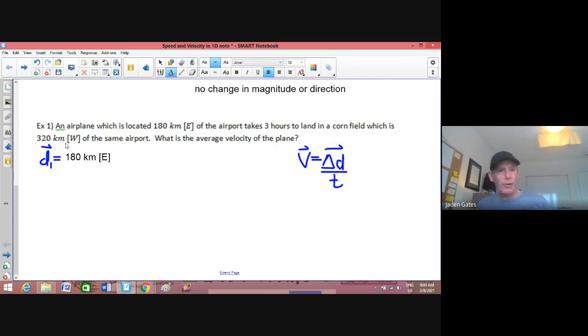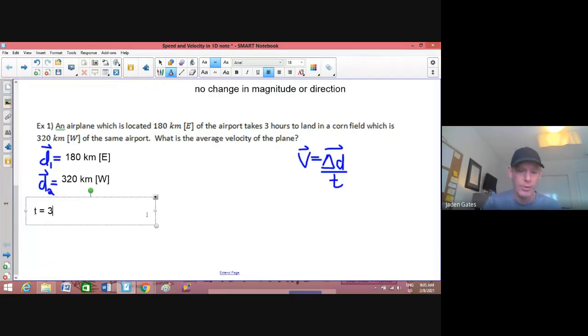It lands in a cornfield, which is another position vector, where it's 320 kilometers west of the same airport. So that is its final position. This is going to be D2, where we have now 320 kilometers west of the airport. So those are two position vectors. That is not my displacement. We will get to that. It takes 3 hours to land, so that is going to be our delta T, or our T, same thing. So T equals 3 hours.